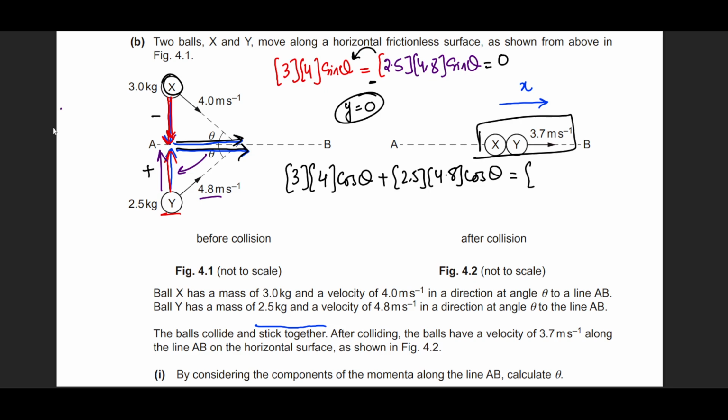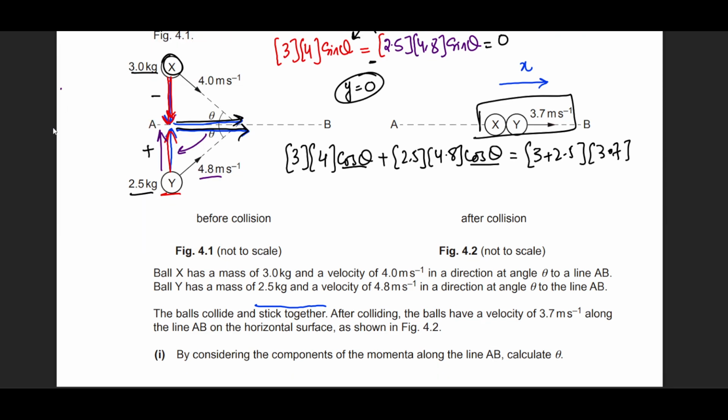Since they are sticking together, their masses will be added. So 3 kg plus 2.5, so 3 plus 2.5 into the velocity, which is 3.7. This will be the equation that is going to help us find out the cos theta, or the angle at least. Now, it is all about algebra. That's up to you. You have to perform it. It's not my job. But anyways, I can still guide you for this.